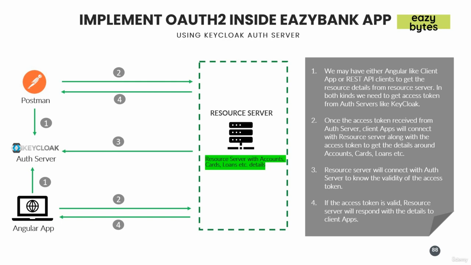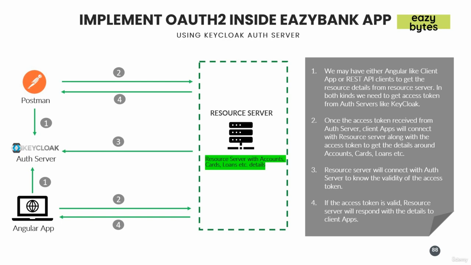So in order to achieve the OAuth2 framework inside my EazyBank application, I am going to consider the KeyCloak auth server and implement the authorization framework inside the EazyBank app. The reason why I chose KeyCloak is that it is open source and free to use. Once you understand how to implement the OAuth2 framework inside a web application like the EazyBank app using KeyCloak, it is pretty easy to adopt commercial products available in the market like Okta, ForgeRock, and AWS Cognito. Due to that reason, I am considering KeyCloak inside this section.